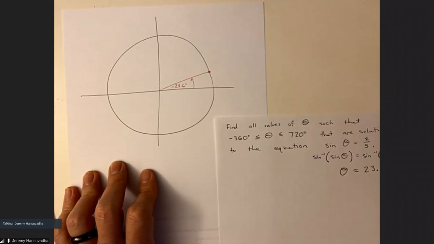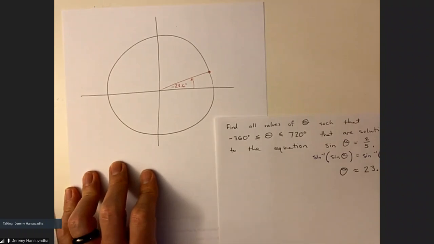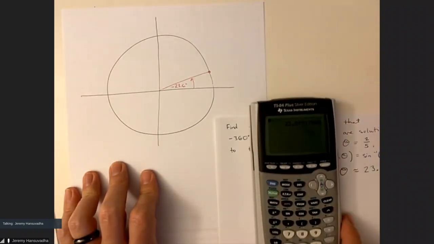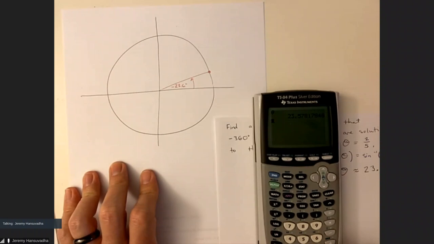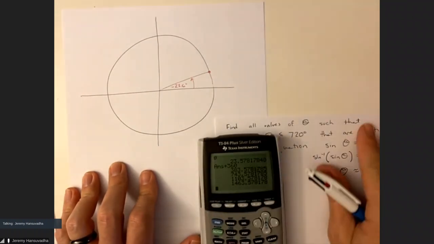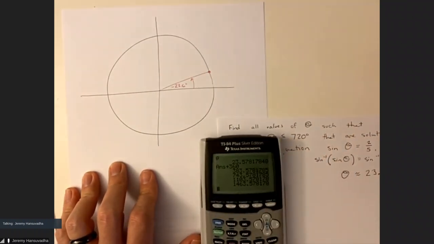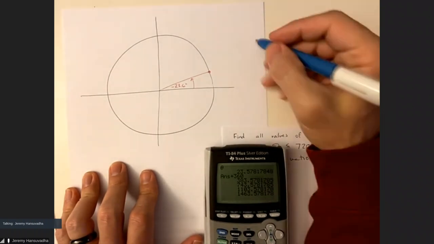We can find other solutions by just adding and subtracting 360. So I'm just going to go on the calculator here, and I'm going to do plus 360, enter, enter, enter, enter, and look at all those values. It's giving me a bunch of solutions. So I'm going to write the first couple.